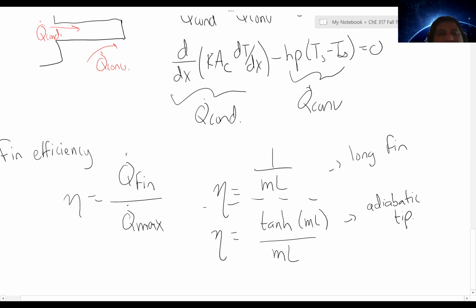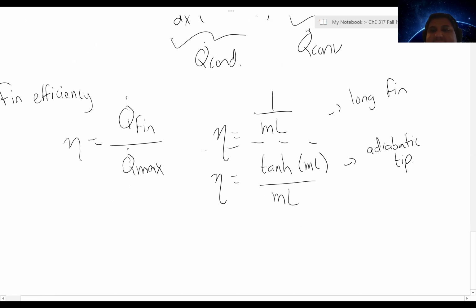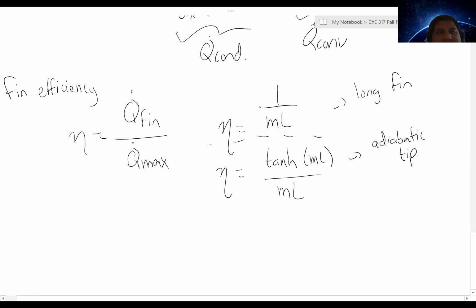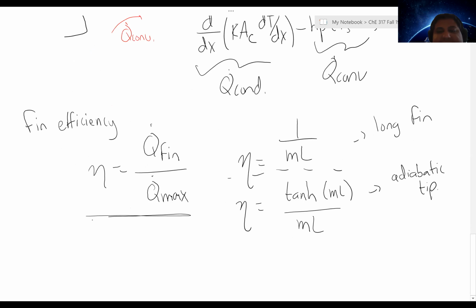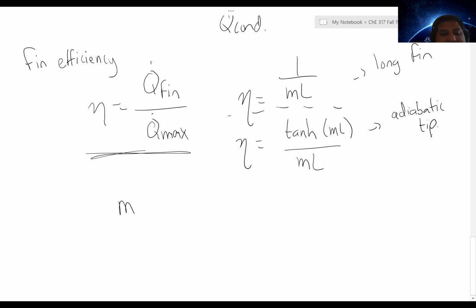But I'm not going to expect you to do a whole lot of calculations associated with fins. What I want you to understand is essentially how they operate in terms of the interplay between the conduction through the fin and the convection that occurs, and how efficiency plays in, as well as the factors that govern heat transfer and the efficiency in a fin. This m is simply a grouping of values and constants.